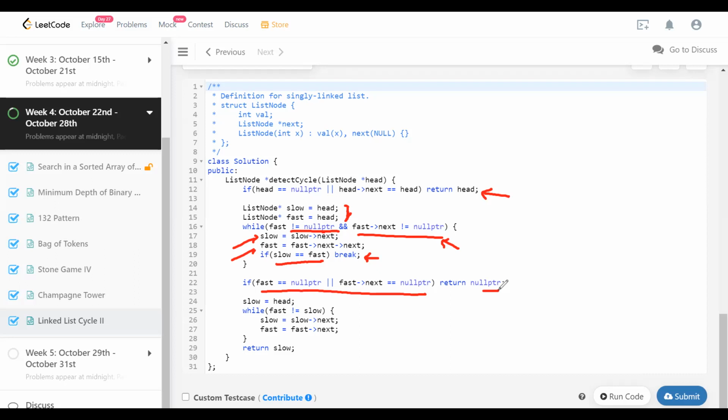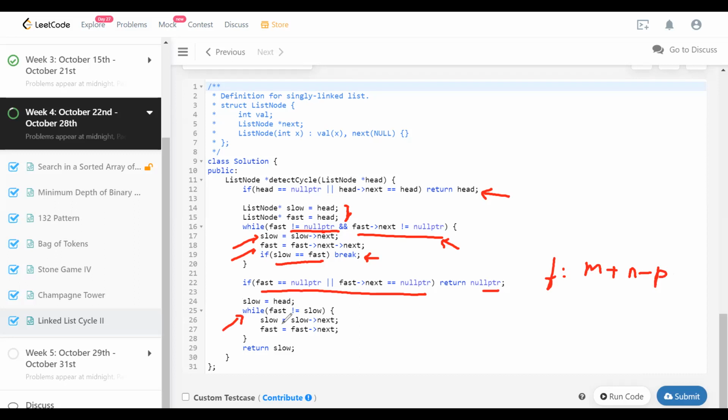Otherwise, if we pass line number 22, at line number 24 we know that there is a cycle. So now, as we have discussed, both of them are pointing to a location which is m plus n minus p distance away from the beginning. Fast is still pointing to that location, and slow is going to be reset to head. Now we are going to check for when fast and slow meet. It has to meet this time because we know there is a cycle.